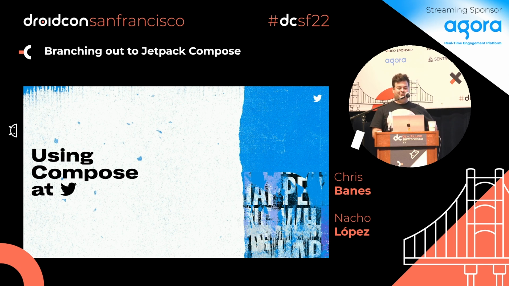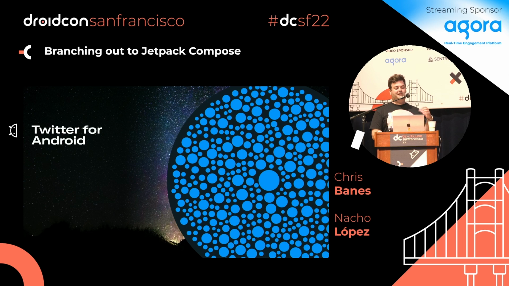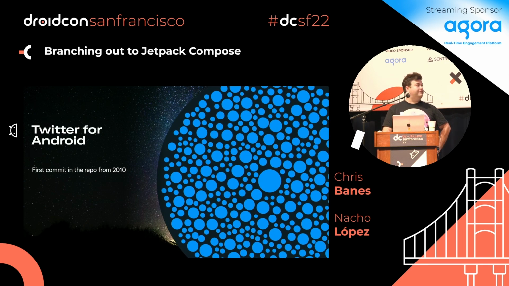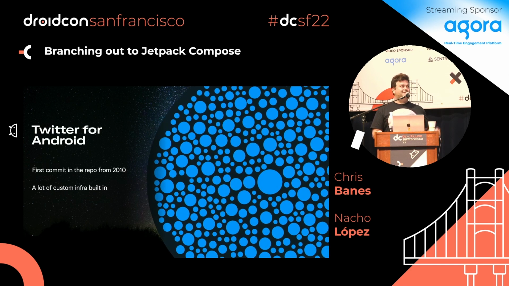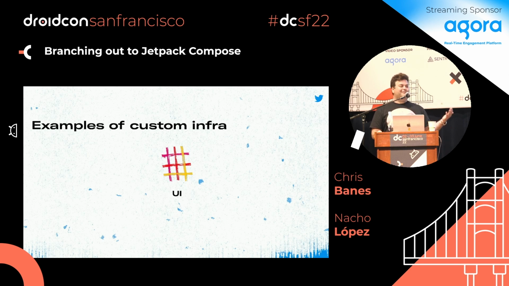Okay, so hi. I'm going to talk to you about the developer experience of using Compose at Twitter. So apart from being big, what Chris mentioned a couple times, the code base is very long-lived. The first commit is from 2010. And that leads to there being a lot of custom infra that has been created over the years. And a lot of it was created even before there were viable open source alternatives to it. So yeah, we have a lot of custom infra.